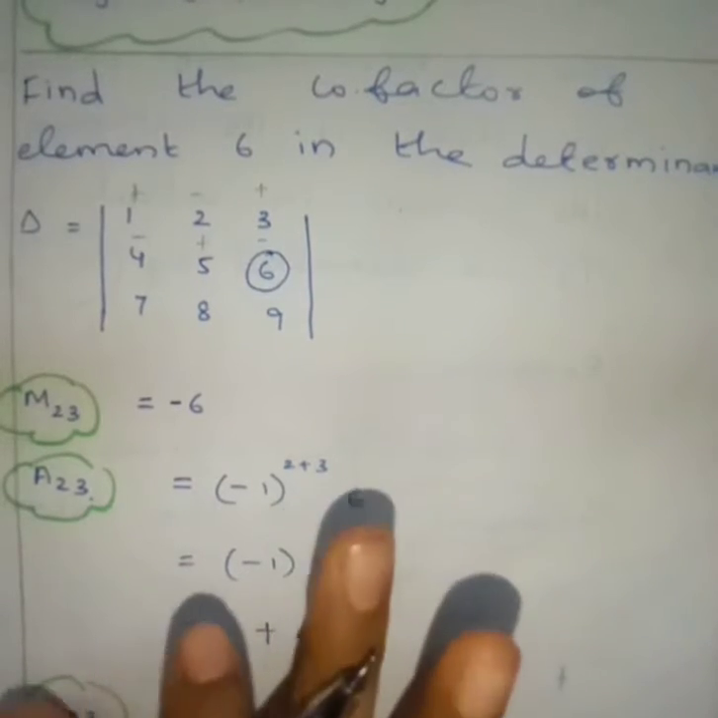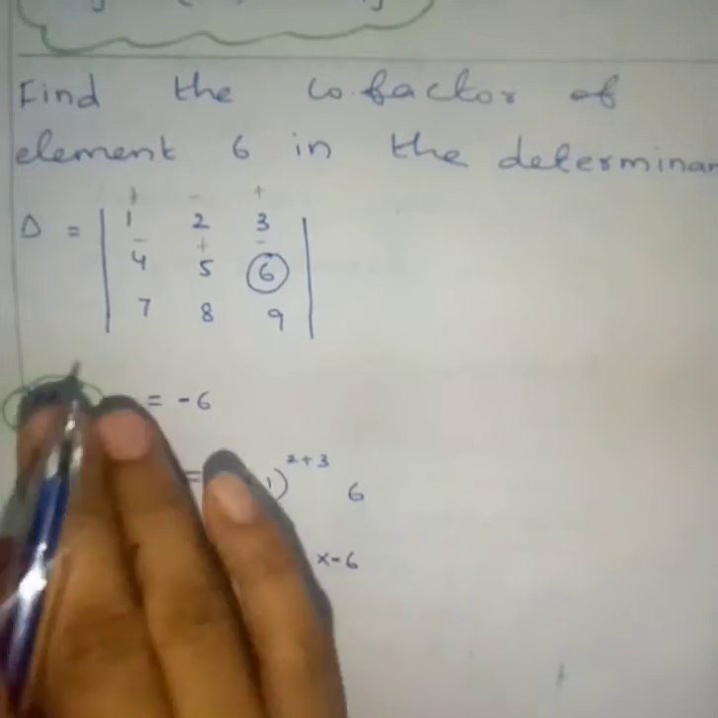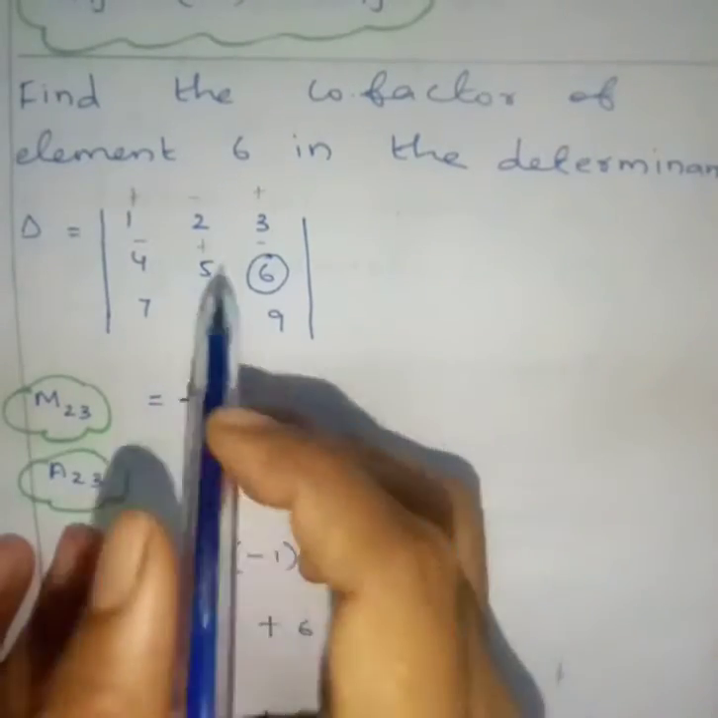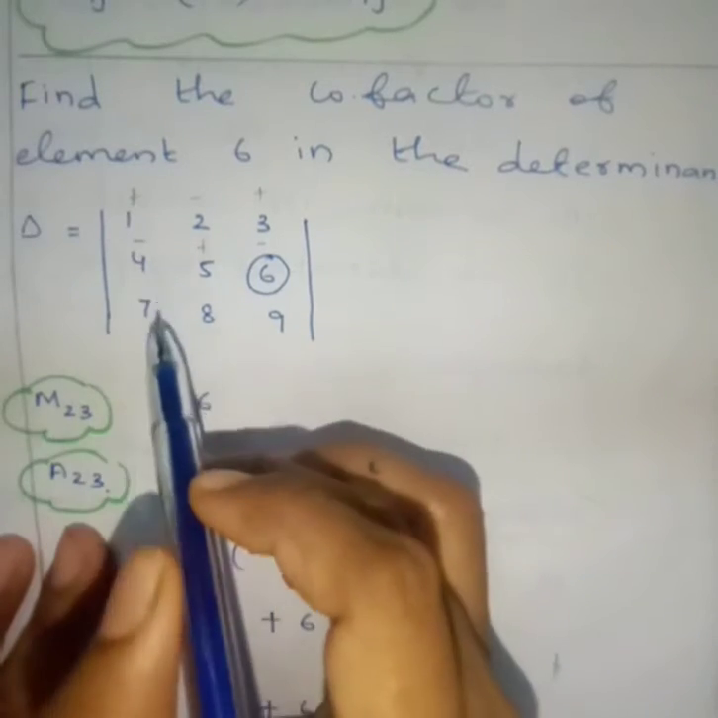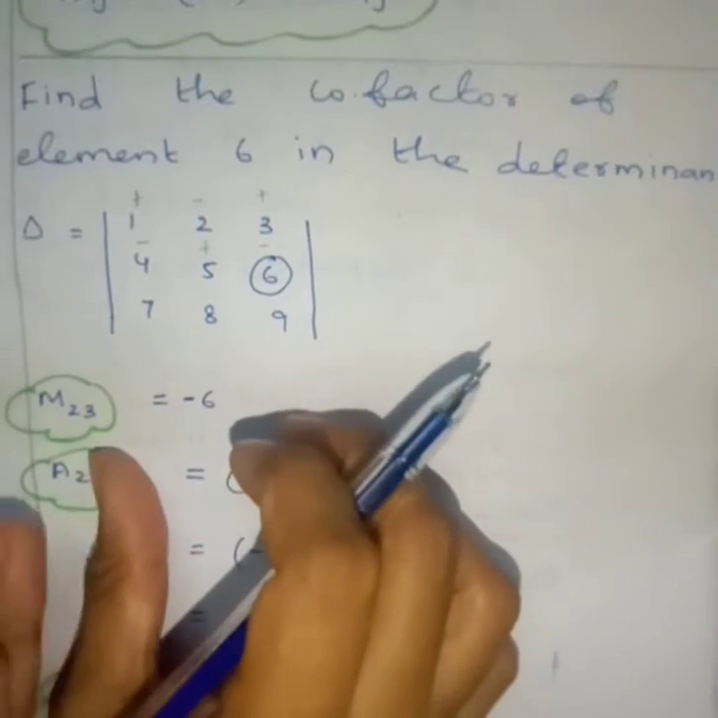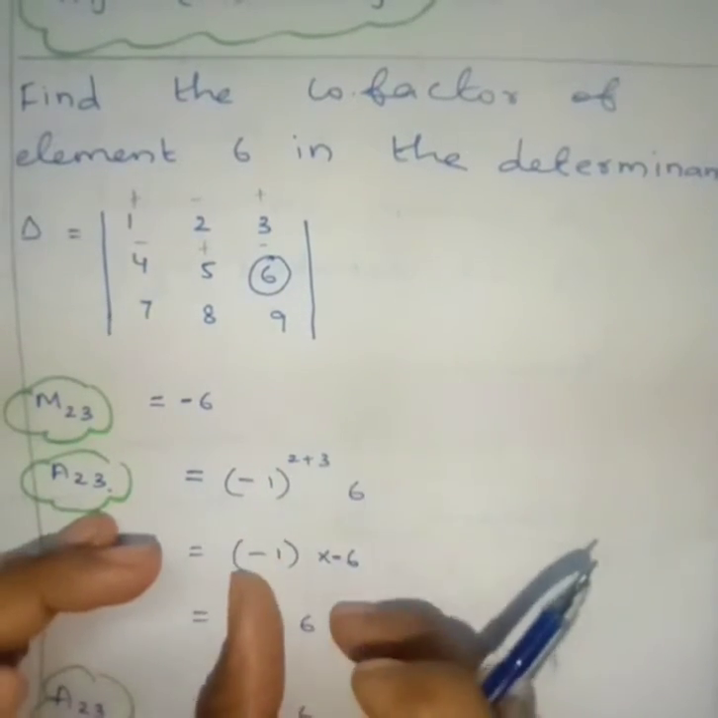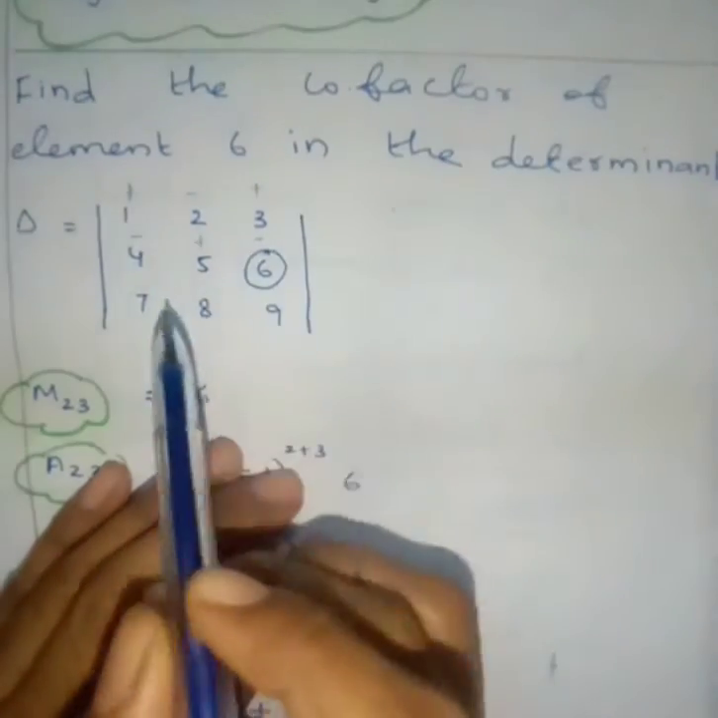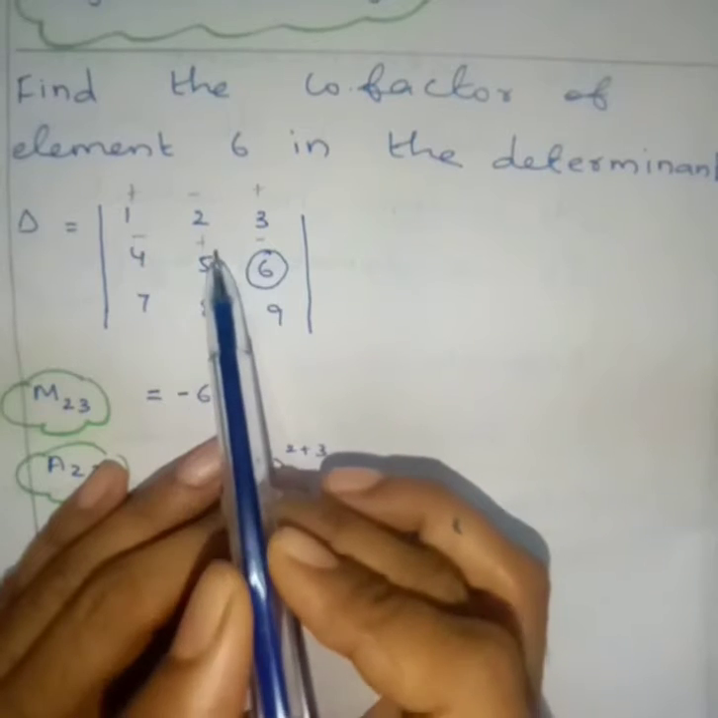See, you don't get confused with one thing. M23 minor, generally how will you find? You will cover this row and column. So you will get 8 minus 14, minus 6. This is your M23, right? And you all know we have two methods to find this. So one is by this formula method, otherwise you just check the sign. I already told you, plus minus plus minus plus minus.